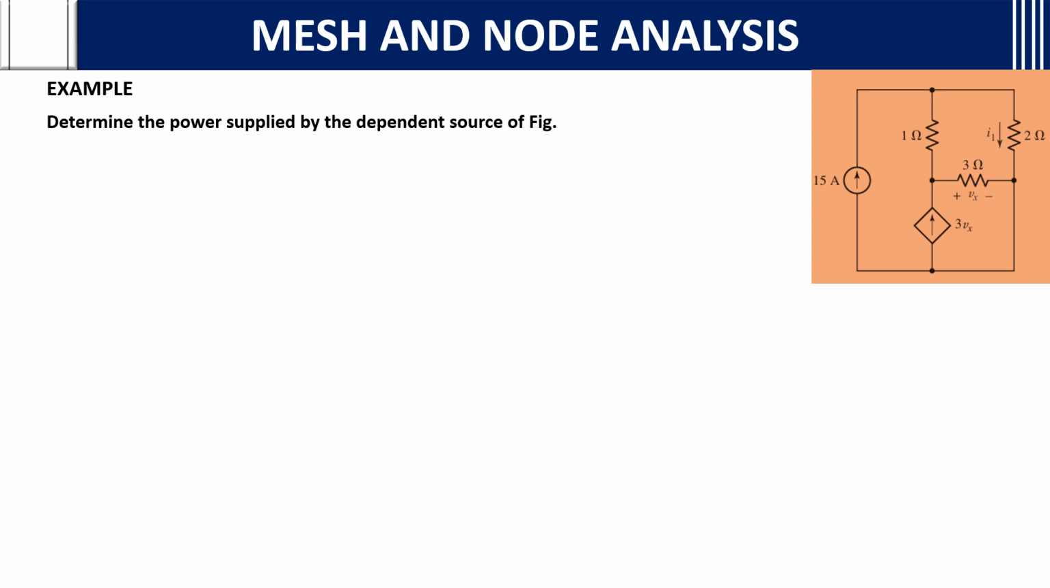Now we will see the next question. Power supplied by the dependent source. I have taken another type of question, similar to the previous one, but that time it was 3I1. Here we will take 3Vx. How to solve? We will see now.